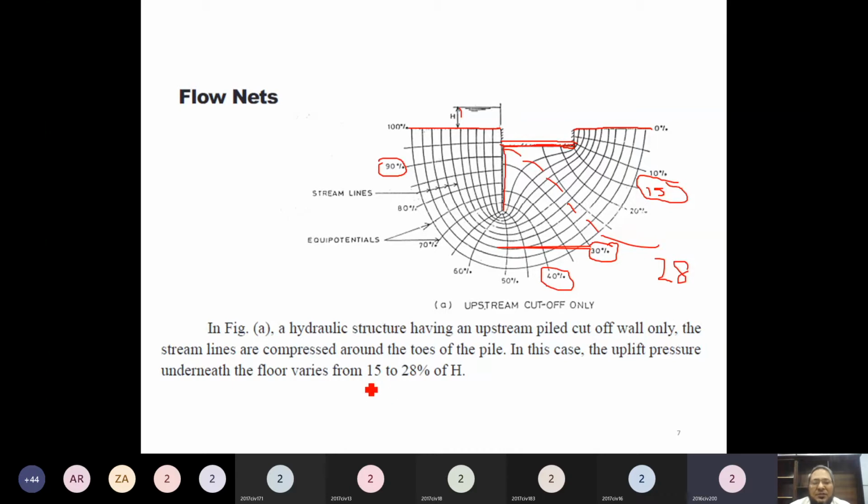Okay, so how much does the pressure head vary on the concrete floor? On this side, high pressure, 28% of H, and on this side, low pressure, 15% of H. It means we can say that when a sheet pile is provided on the upstream side, the pressure head varies from 28% to 15% on the concrete floor. Is it okay?